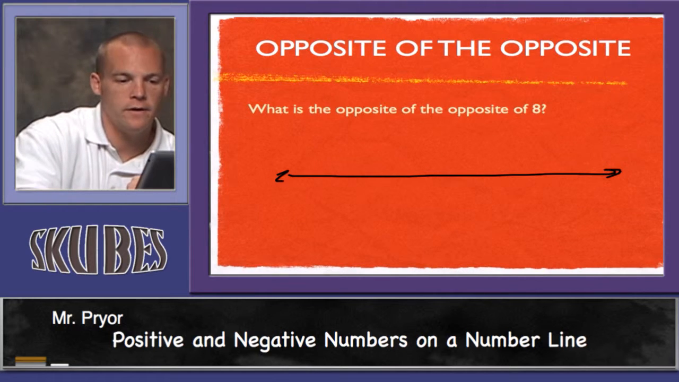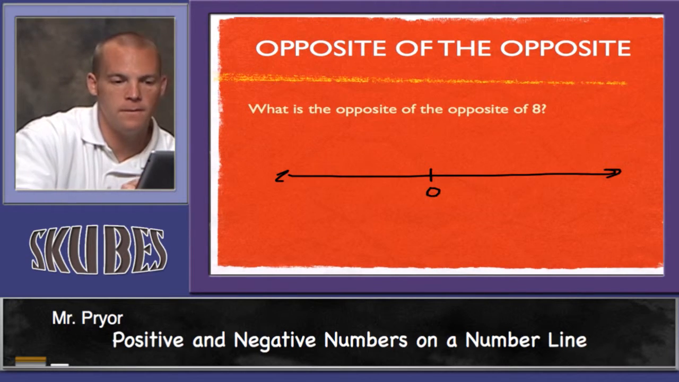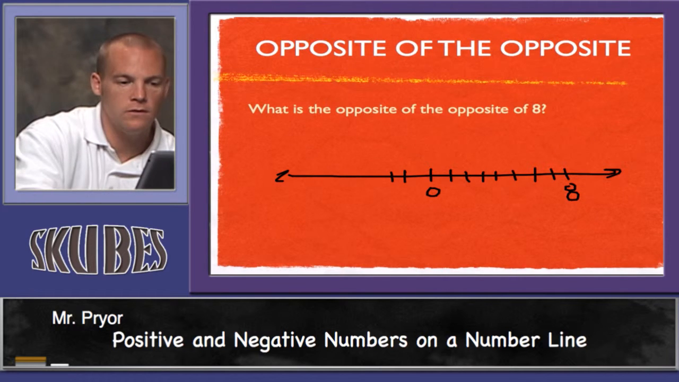All right, so if we draw out our number line and we have 0 in the middle, notch out 8 places, 1, 2, 3, 4, 5, 6, 7, 8. There's where 8 would be located. Then we do the exact opposite, 1, 2, 3, 4, 5, 6, 7, 8. There's where -8 would be.